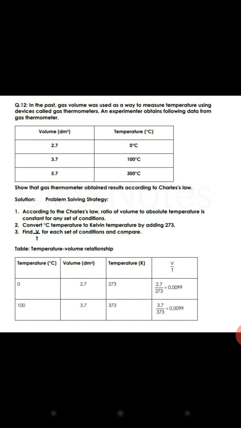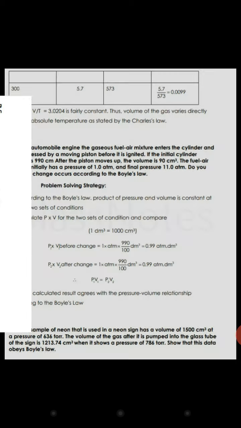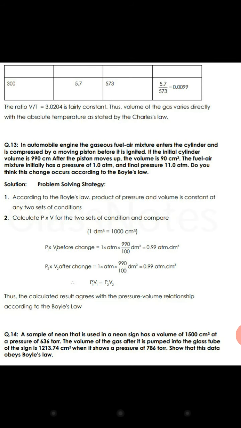In this we have to prove that this data obeys Charles law. So what will we do? We will first find the V by T ratio, or V upon T ratio. In the first, you can see the volume is 2.7 and it is divided by 273, and we will get 0.0099. In the second ratio, you get the same result. In the third ratio, you get the same result.